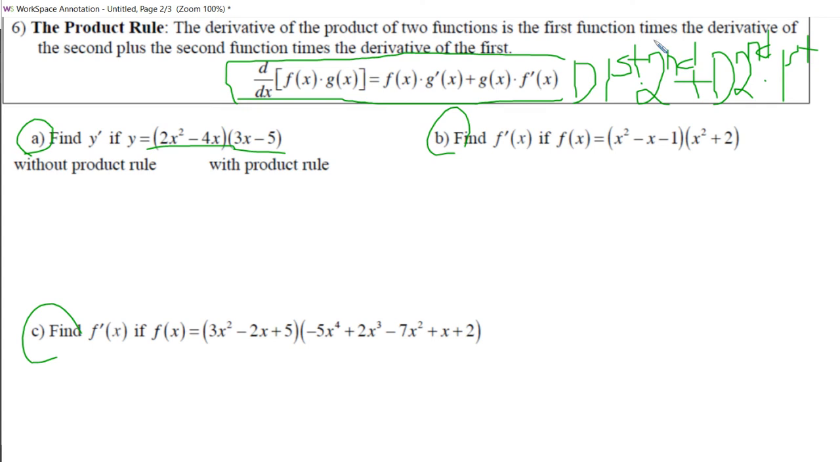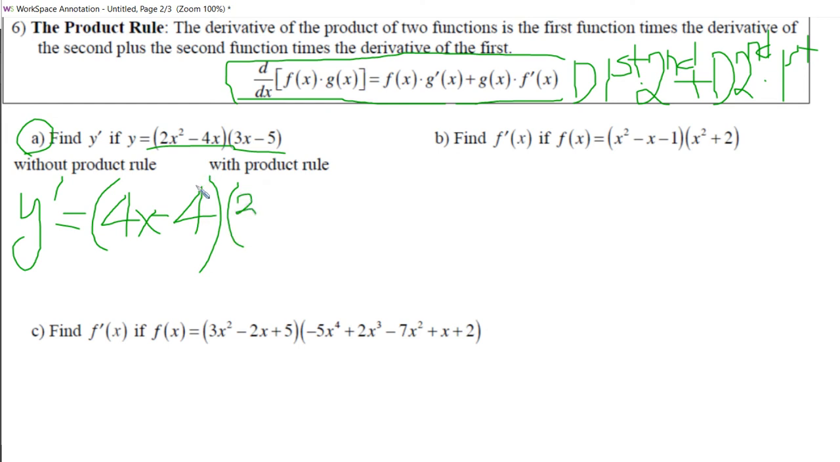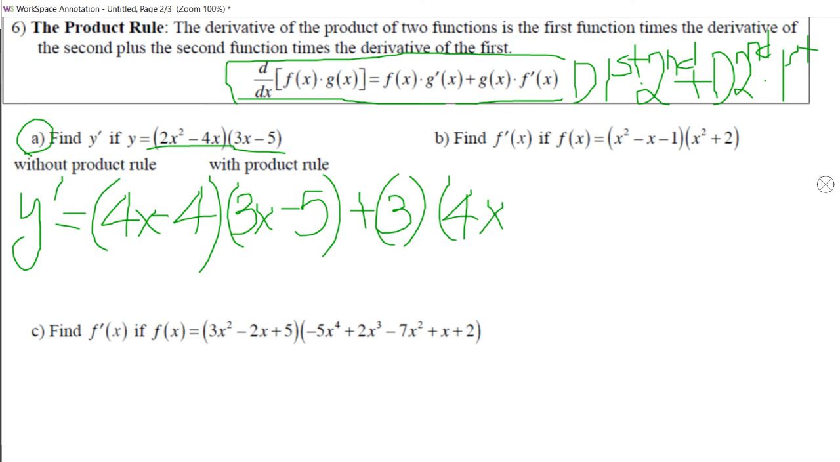Now, I'm going to go ahead and show you how to apply that in one of these problems. So I'm going to apply that in part A, and we'll see how that one would work. I'm going to apply it without making this pretty first. This is what it looks like. The derivative of the first parentheses, which will be 4x minus 4, times the second one as it is, plus derivative of the second one times the first one as it is.